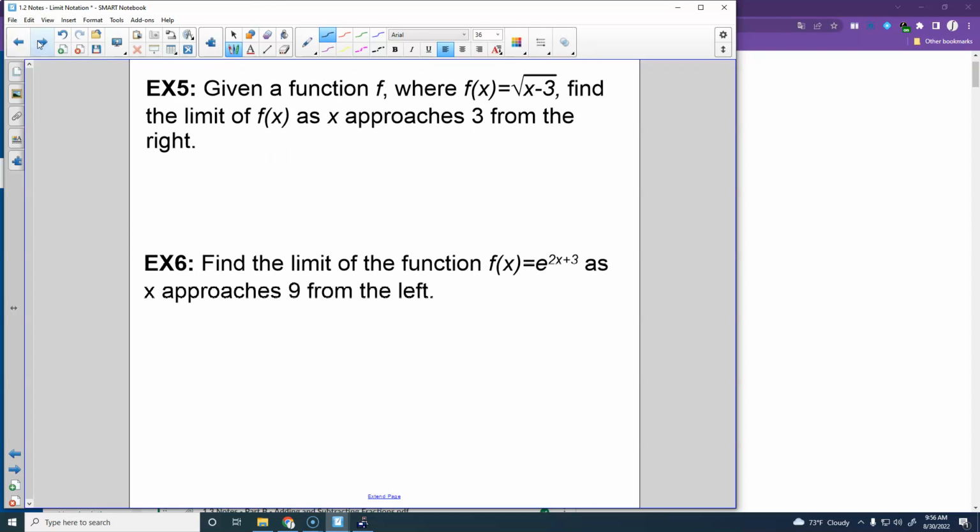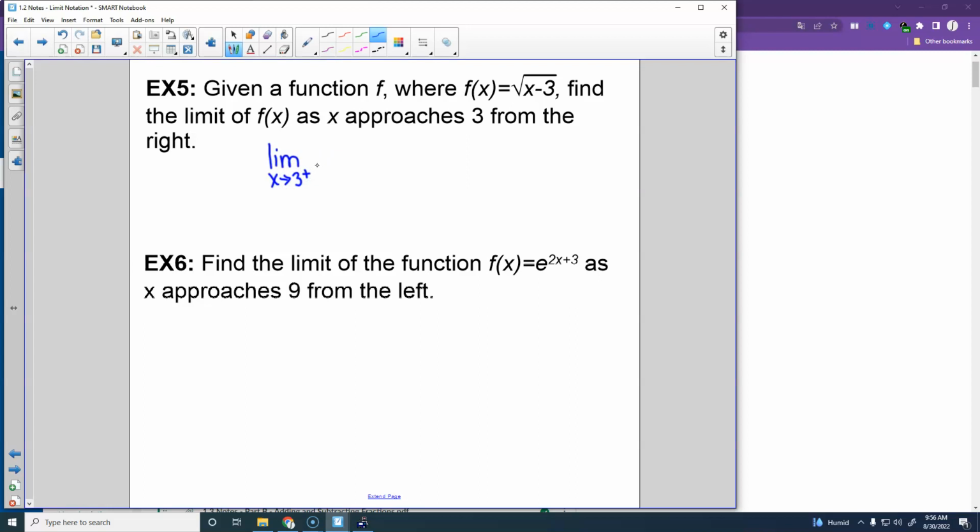So now what we're going to do is we're going to take the words and go to the limit notation. So given a function f, where f of x equals the square root of x minus 3, find the limit of f of x as x approaches 3 from the right. So we would have limit notation, obviously. And you got two ways you can do this. We know either way we do it, we're going to have an x approaches 3 from the right. So we're going to have to put a little plus sign right there.